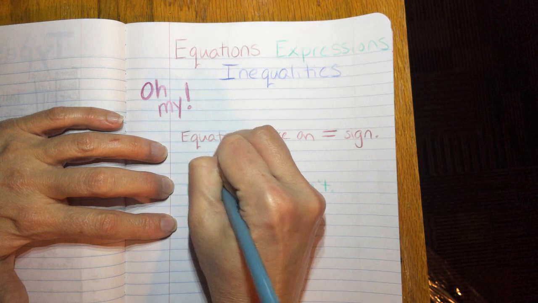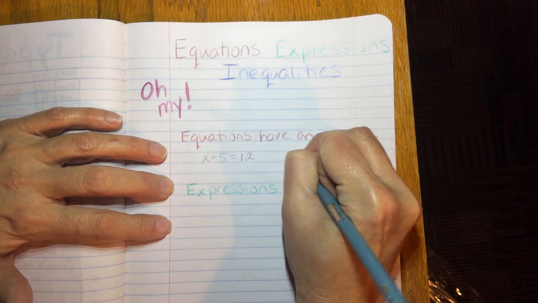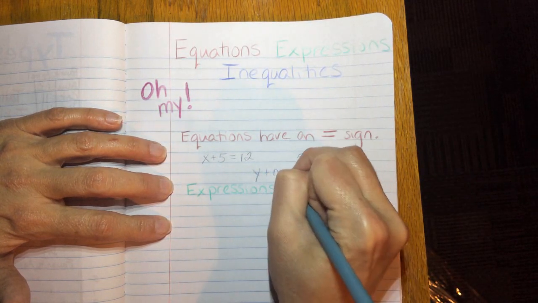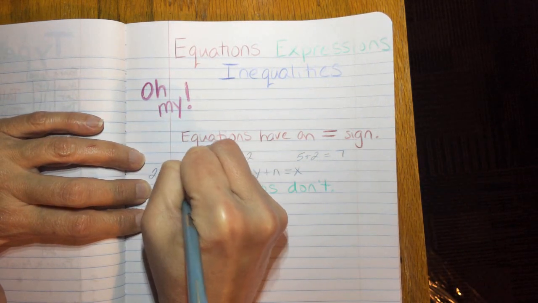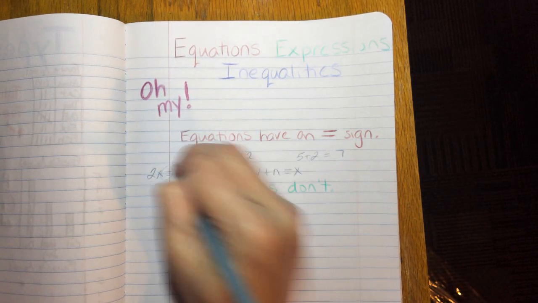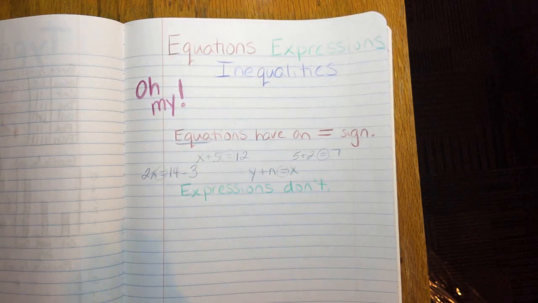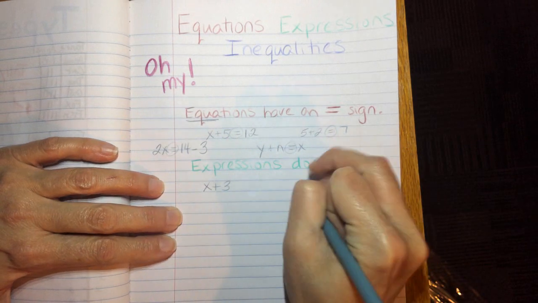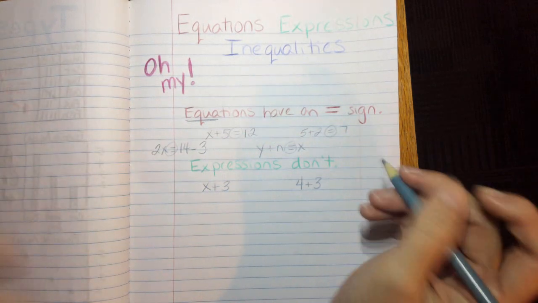So, you know, if you have x plus 5 equals 12, if you have 5 plus 2 equals 7, if you have y plus n equals x, if you have 2x equals 14 minus 3, whatever you've got, if there's an equal sign, it's an equation, okay? Expressions don't. X plus 3, 4 plus 3, okay, you know it's 7, but there's no equal sign.